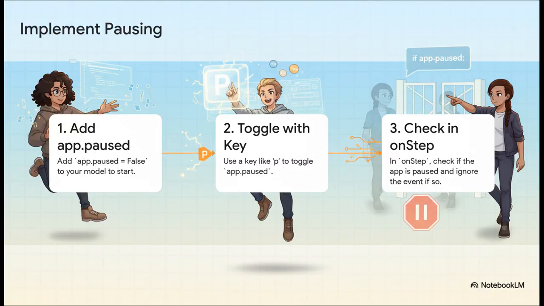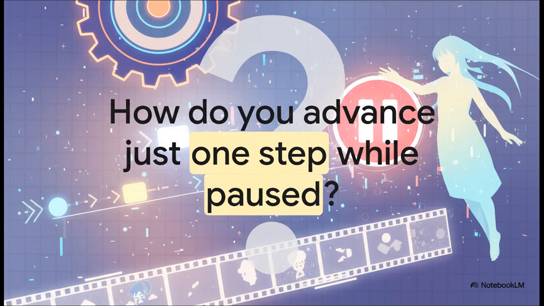So, how do we build our own pause button? It's actually a really simple 3-step process. First up, we add a new variable to our app, something like app.paused, and we set it to false to start. Next, we set up a key press, P is always a good choice, to flip that variable between true and false. And finally, and this is the most important part, at the very top of our OnStep function, we add a little check. If app.paused is true, we just return immediately, skipping all the animation code. It's that simple.